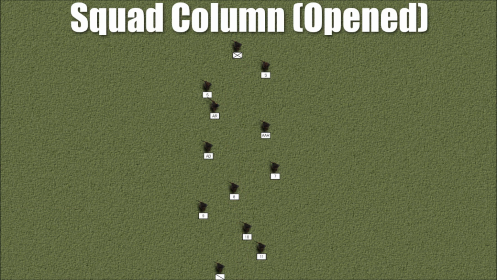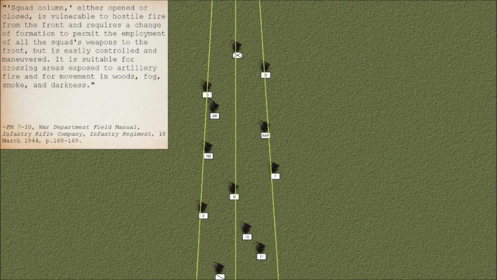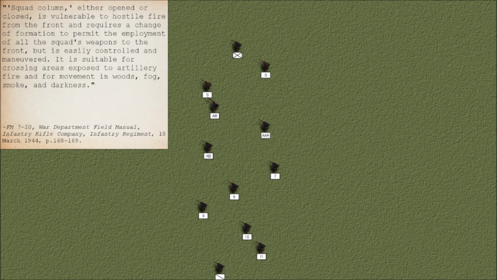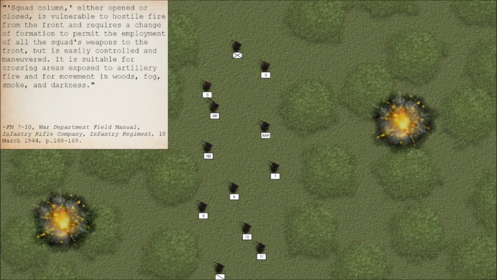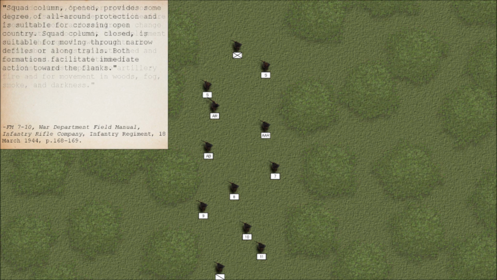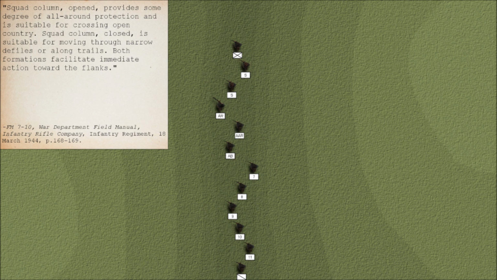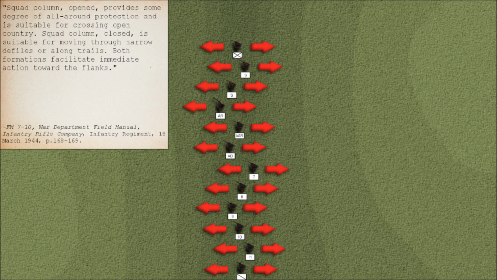The squad column was the quickest and easiest to control. Squad column, either opened or closed, is vulnerable to hostile fire from the front and requires a change of formation to permit the employment of all the squad's weapons to the front, but is easily controlled and maneuvered. It is suitable for crossing areas exposed to artillery fire and for movement in woods, fog, smoke, and darkness. Squad column opened provides some degree of all-around protection and is suitable for crossing open country. Squad column closed is suitable for moving through narrow defiles and along trails. Both formations facilitate immediate action toward the flanks.